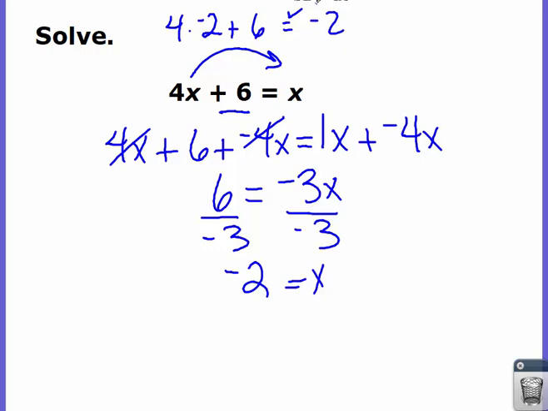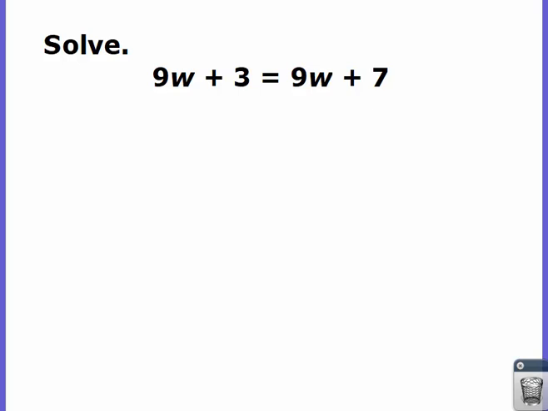Okay, you might see not all the pieces there that are in a typical problem that we look at. So let's look at scenario number 2. Okay, so we end up with this one: 9w plus 3 is equal to 9w plus 7. Okay, so let's go through our solving process.